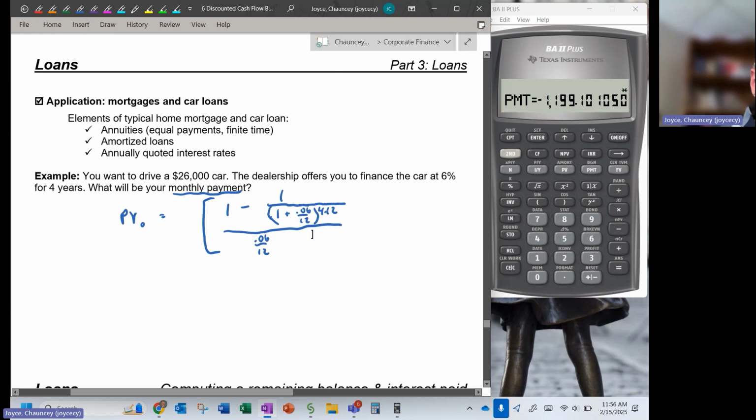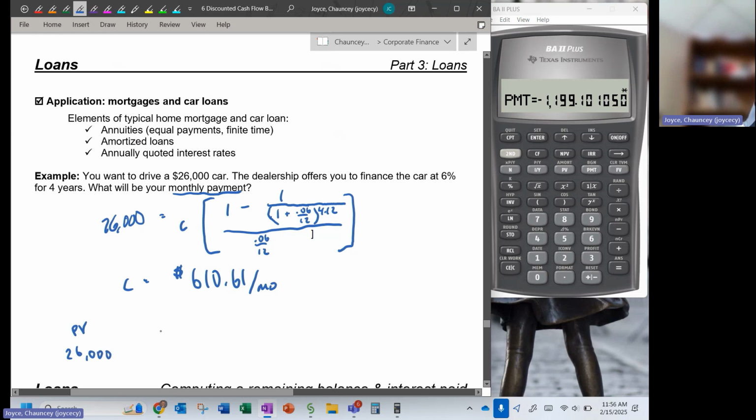Your first payment is C. That's what you're looking for. Your present value is 26,000. So if you did this correctly, the piece you should be looking for is C. That should come out to $610.61 per month.